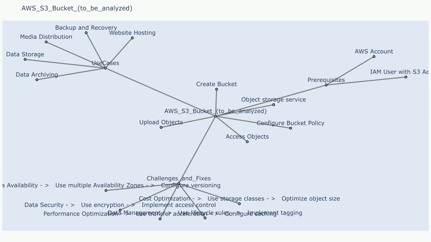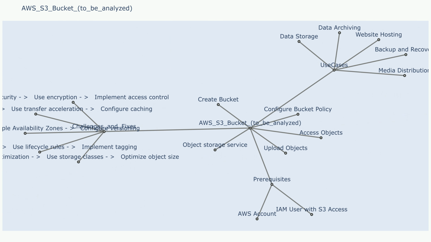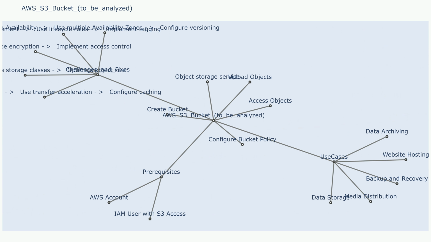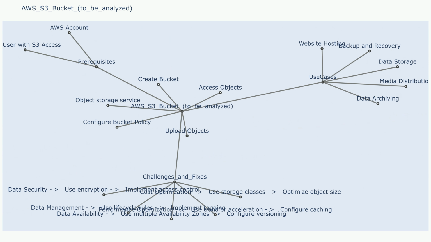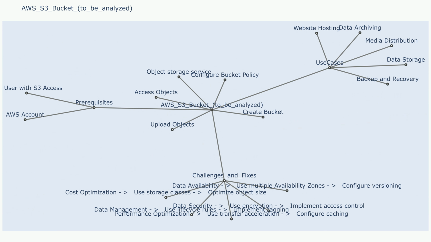Prerequisites: an AWS account is required to use Amazon S3. This account will provide you with access to AWS resources and services. You need an IAM user with S3 access to manage the bucket and its contents. This IAM user can be created with specific permissions to control what actions the user can perform. You can create an IAM user through the AWS Management Console or the AWS Command Line Interface, CLI.